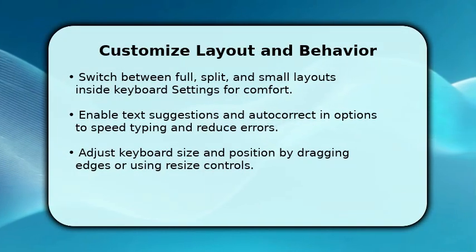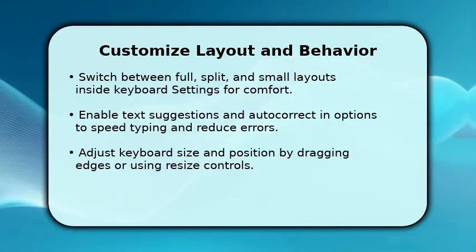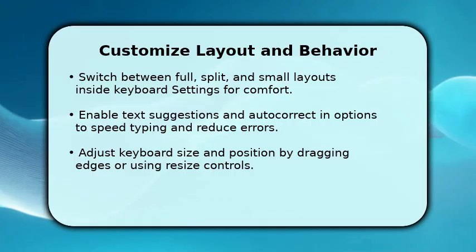After turning it on, open Keyboard Settings to customize layout and behavior. Switch between full, split, and small layouts inside Settings for touch comfort. Enable text suggestions and autocorrect in Options to speed typing and reduce errors.